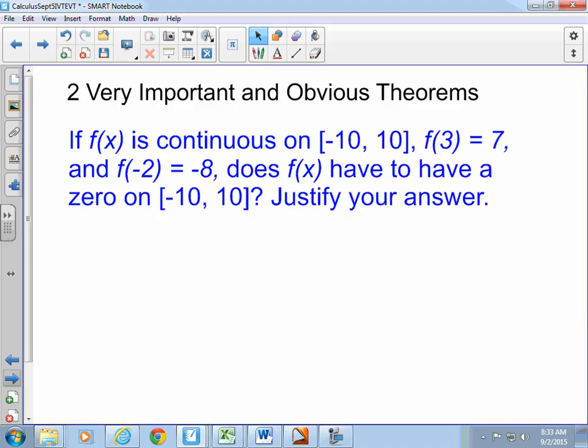Some of the questions on tonight's homework are more continuity questions. They're not all intermediate value theorem questions.